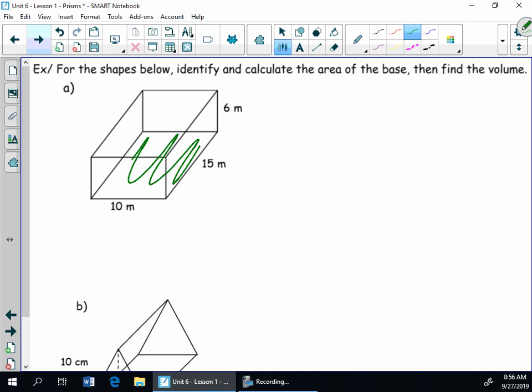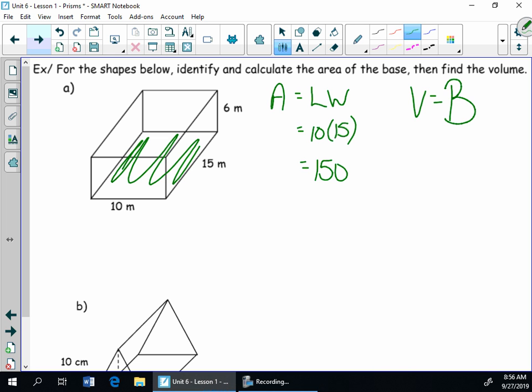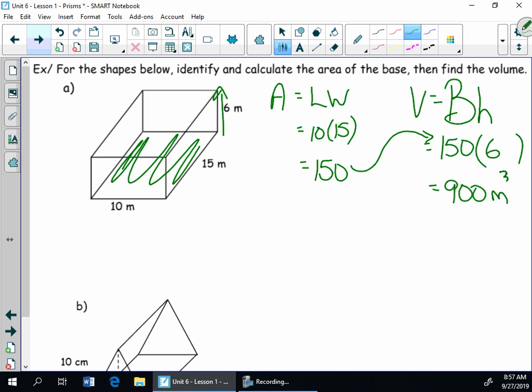I'm going to think of the bottom as that shape down there. That's a rectangle. The area of a rectangle is length times width. In this case, 10 times 15, which is 150. To find the volume, I'm going to take my base, big B, and multiply it by how many rectangles are stacked on top of each other. My base was 150, times how tall is this shape? Well, it's this many rectangles stacked up on top of each other. 6 of them, or 6 meters worth. Multiply that together and I get 900 meters cubed.